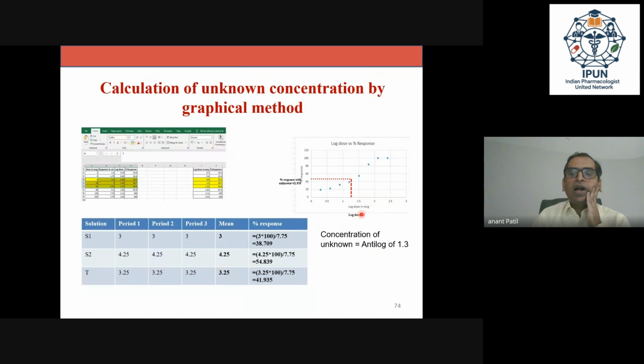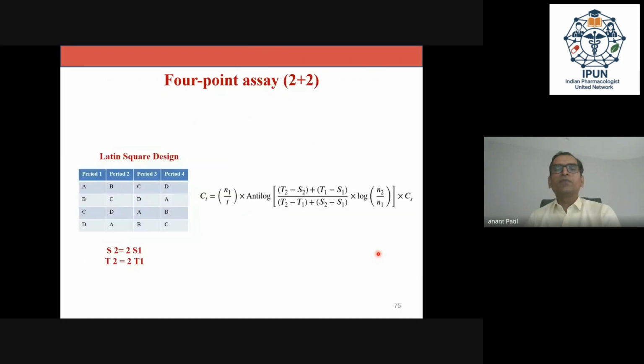Now the antilog, if you want to calculate it, you look at the percentage. The percentage response is here, 42%, 41 point something. That was the antilog by mathematical calculation. I can do the graphical method also, because I have seen that 3.25 is the response I have got. If the maximum is 100, my 3.25 is giving me 42%. So again I do the same calculation. I go back here and the log dose is 1.3. I will calculate the antilog of 1.3. Either you use this, but the formula is better.